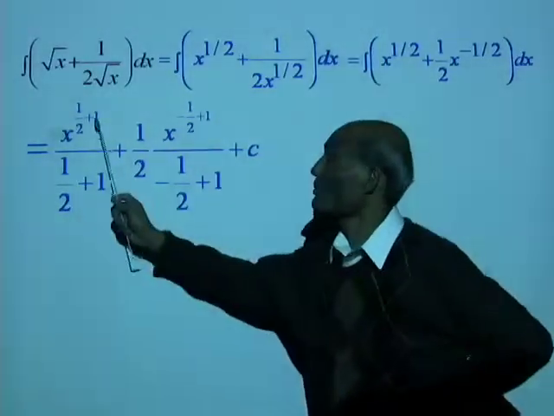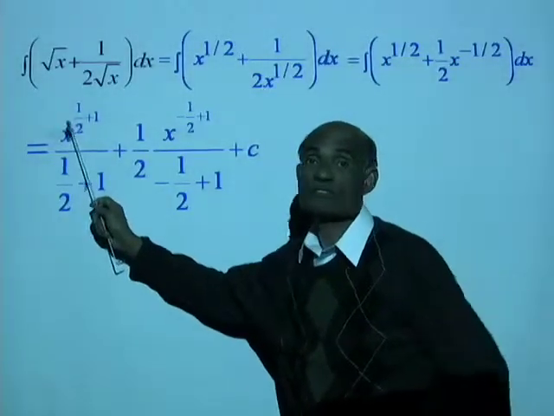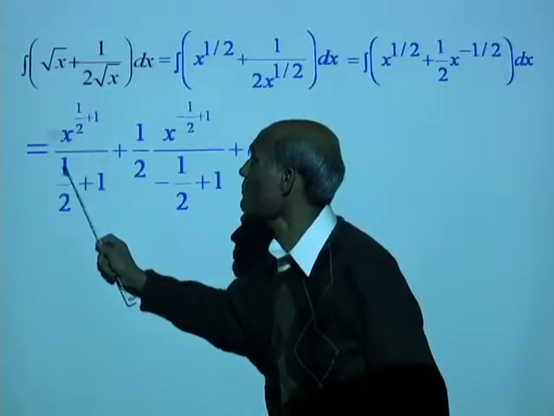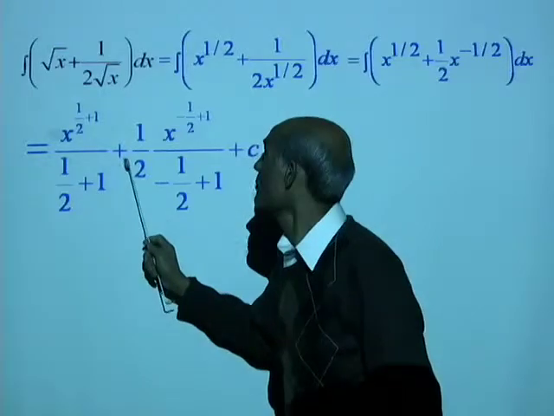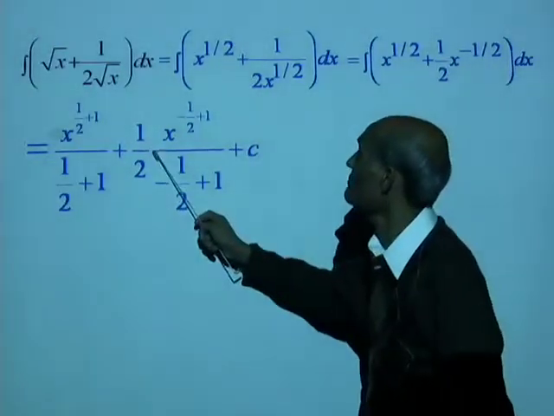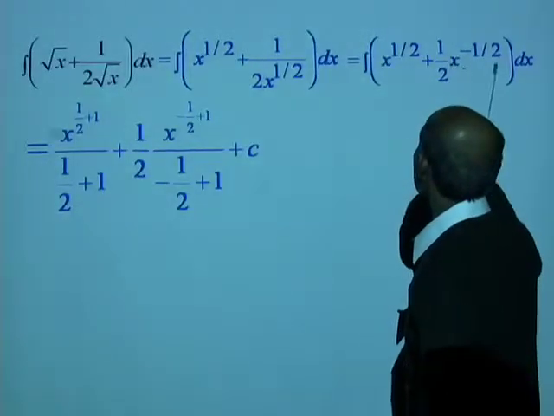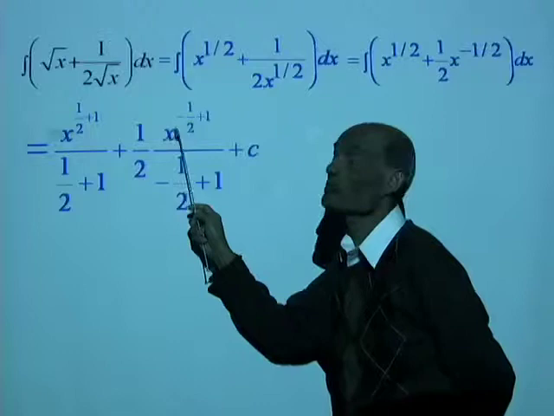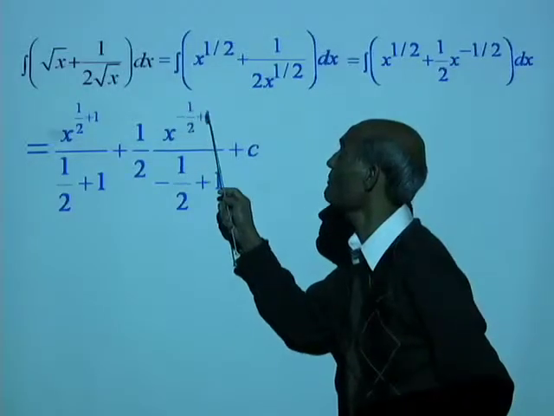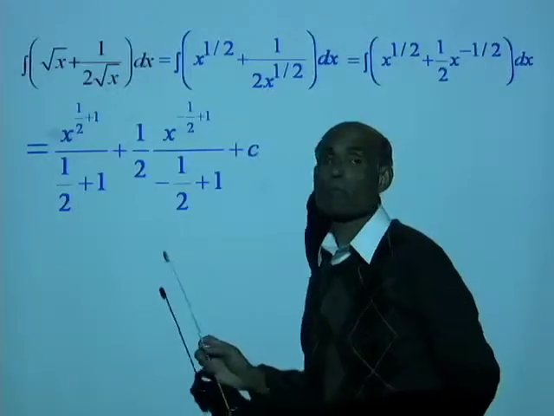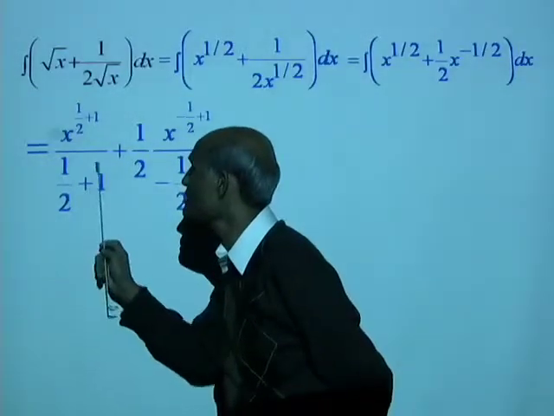Integral of x to the power of 1/2 is x to the power of 1/2 plus 1 over 1/2 plus 1. Plus 1/2 times, that's a constant, so 1/2 times the integral of x to the power of -1/2, that will be x to the power of -1/2 plus 1 over -1/2 plus 1. Can you do this addition in your mind?